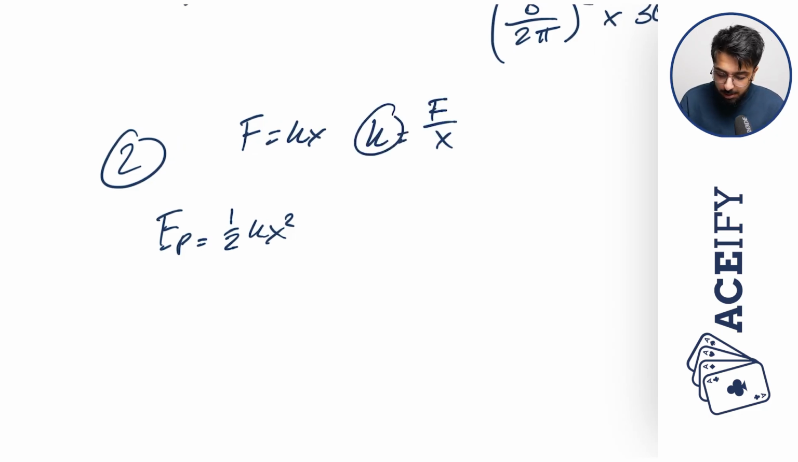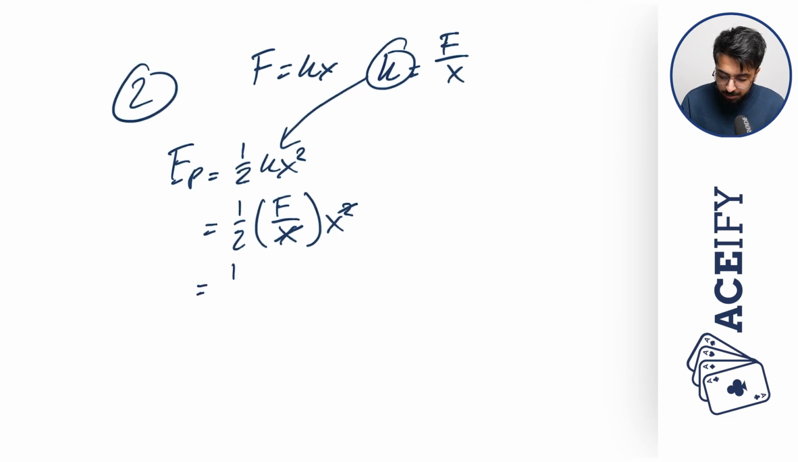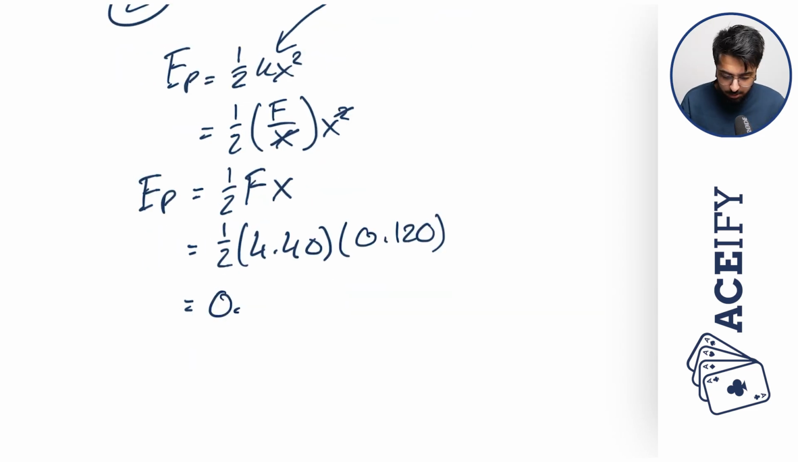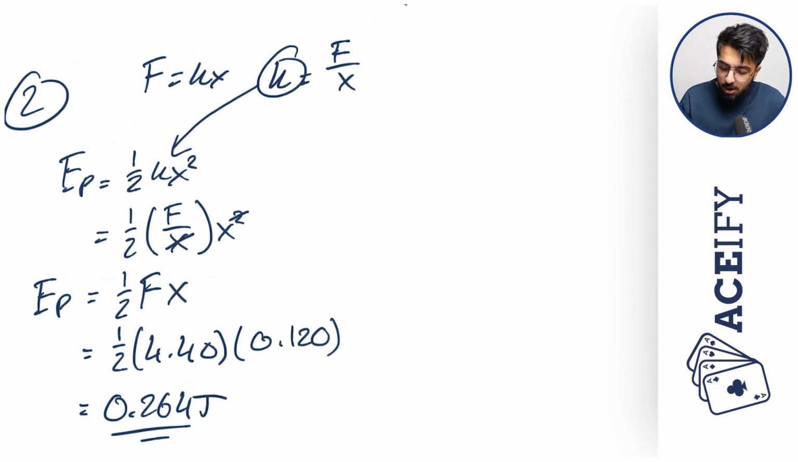And so now we can simply plug this into here, and we get half F all over x times x squared. This x will cancel out with this power, and we get half times our force times our x, and that's equal to EP. Remember, we are given a force of 4.4 newtons times our displacement, which was 0.12, and this gives an EP of 0.264 joules. Okay, and so therefore we know our EK is going to be equal to 0.264 joules, okay?